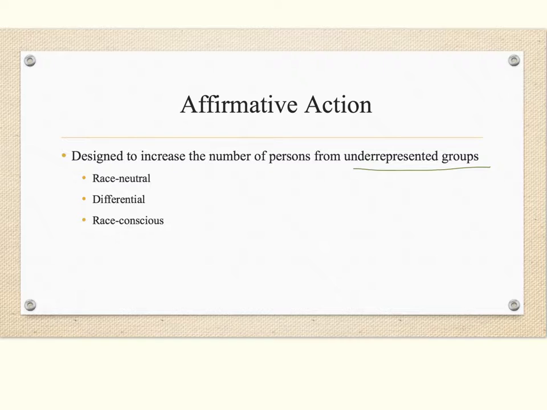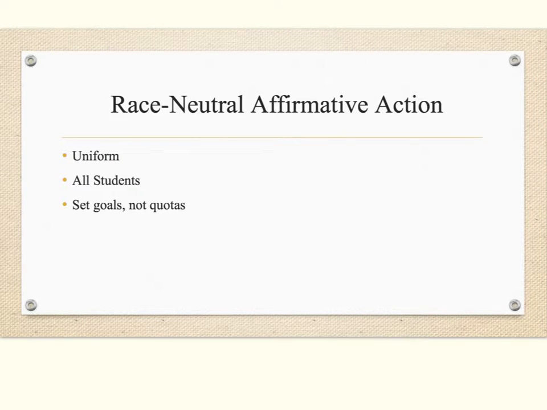Okay, there's three main types of affirmative action that you'll encounter. There is what's called race neutral, there is differential, and there is race conscious affirmative action. So I'd like to talk about each of those types and what they are and how an institution could implement those. So first, let's talk about the race neutral affirmative action.